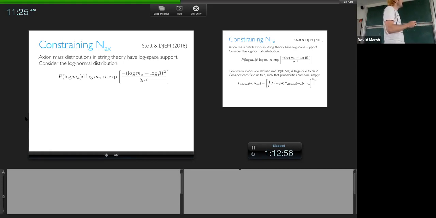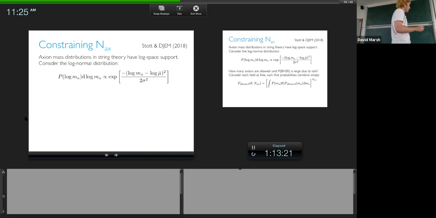So let's just imagine that they have a log normal distribution. In the limit that sigma becomes large, this looks log flat. In the limit that sigma becomes small, this becomes almost linear support. So let's consider a log normal distribution parameterized by 2 parameters, mu bar, the central mass, and sigma, the log space variance.